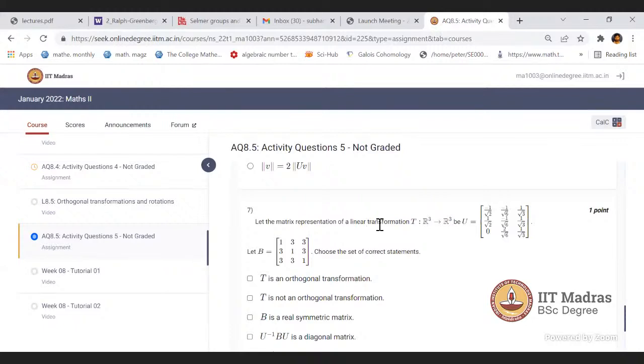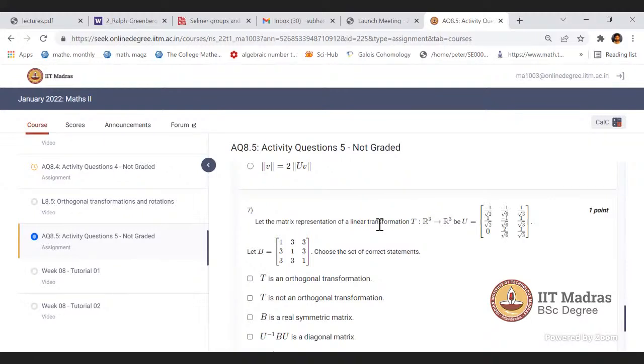Normally, before this, in the 6th and 7th week, we get matrices like this. If you are getting U with respect to the standard ordered basis, then certainly T of X is basically U times X. But if it's not the standard ordered basis, and you are computing the matrix of the linear transformation with respect to some different orthonormal basis, then certainly you cannot say that T of X is basically U times X.